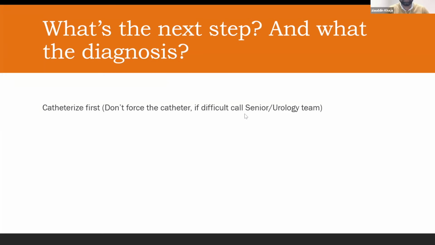I mean, or enlarged, and then we need to get the urine out first. So sometimes it might be challenging, especially with prostate problems, to advance the catheter. So don't force the catheter. Try to catheterize. Don't force. But if at all difficult, you think about calling your senior urology team, and then they might consider suprapubic aspiration.